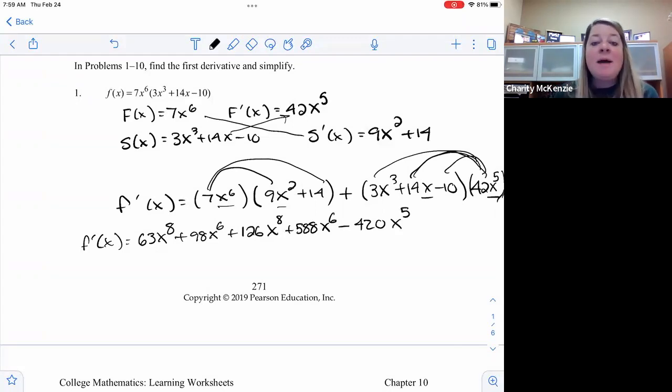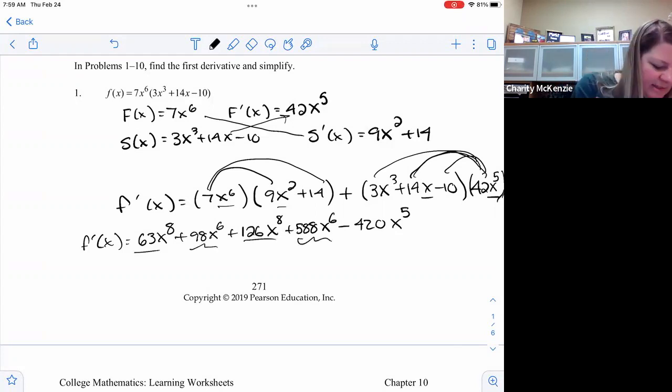Yuck. We do have a couple terms we could combine. We have 2 of them to the 8th and 2 to the 6th. So 63 plus 126 is going to give me 189x to the 8th, and I got those 2. And then 588 plus 98.